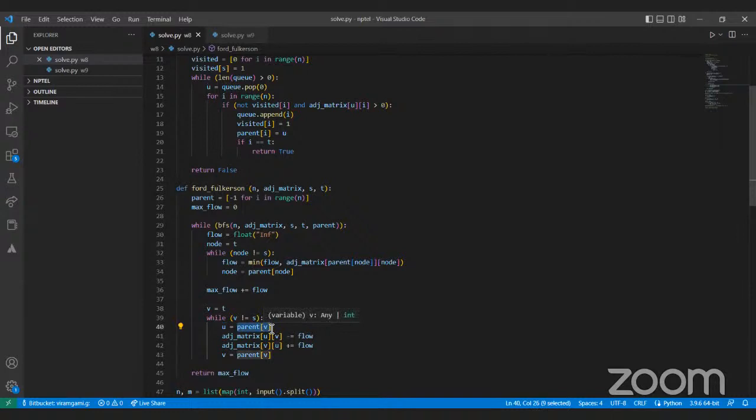Basically, if you consider the earlier example 1, 2, 3, the path goes from 1 to 2 to 3. So the parent of 3 will be 2. So we are considering the edge from 2 to 3. Since we augmented a flow of value flow, we will subtract it from the capacity of this edge. And this is the reverse edge, the residual edge. So for the edge from 3 to 2, the residual edge, since we are passing a flow of value flow, we need to add this value to the original capacity of the residual edge, which was originally 0.